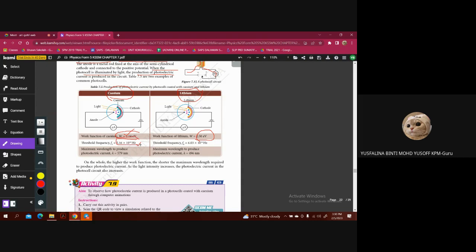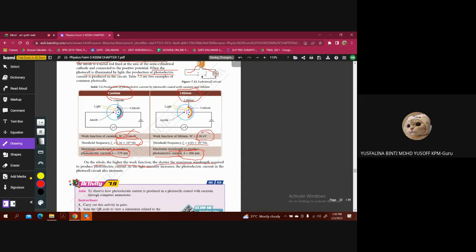So you can see 5.16. 5.16 is already enough for the photoelectric effect to occur, or for the photoelectron to come out from the cathode. But for the lithium, they need 6.03, which means they need much higher than the caesium. And the maximum wavelength to produce photoelectric current is 579, while for the other, the maximum wavelength to produce photoelectric current is 496, right? So on the whole, the higher the work function, the shorter the maximum wavelength.